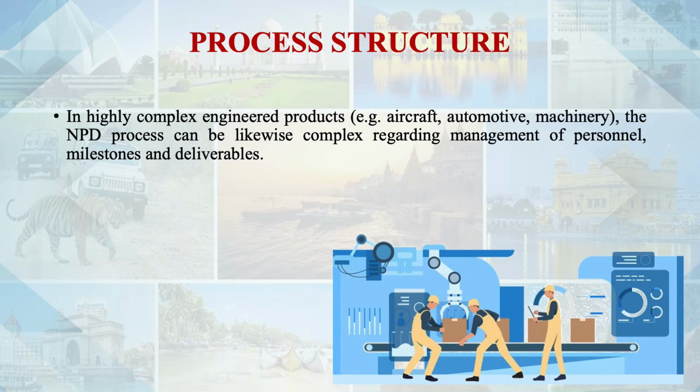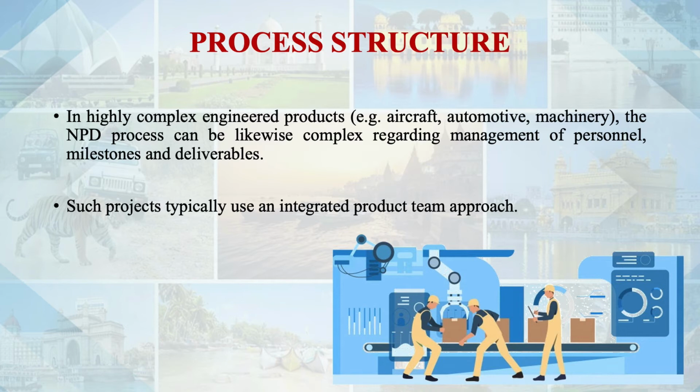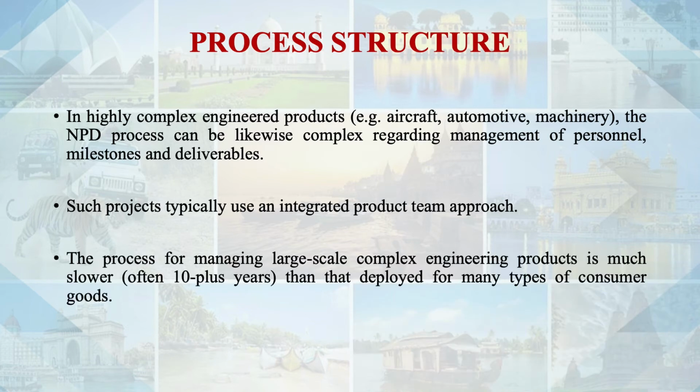In highly complex engineered products, for example aircraft and automotive machinery, the new product development processes can likewise be more complex in terms of management of personnel, milestones, and deliverables. Such projects typically use an integrated product team approach, which means the process for managing large-scale complex engineering products is much slower, often 10 plus years, than that deployed for many types of consumer needs.